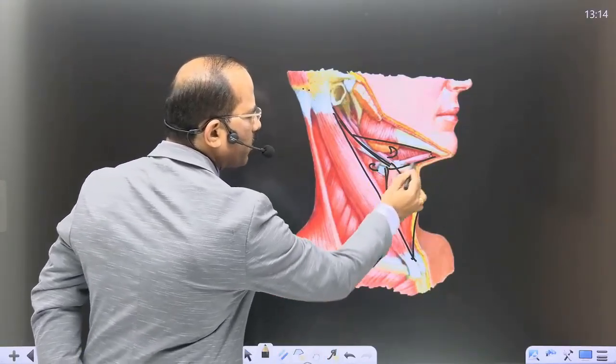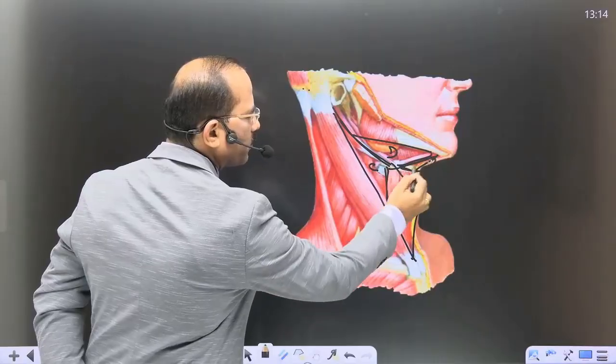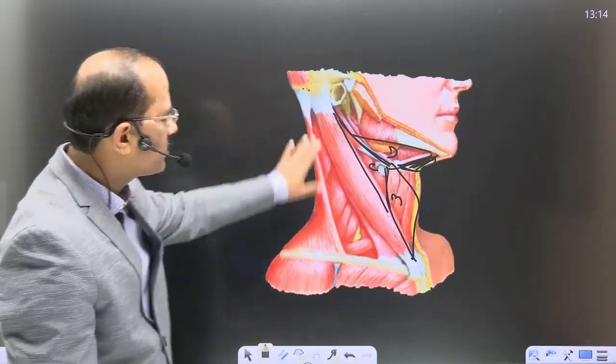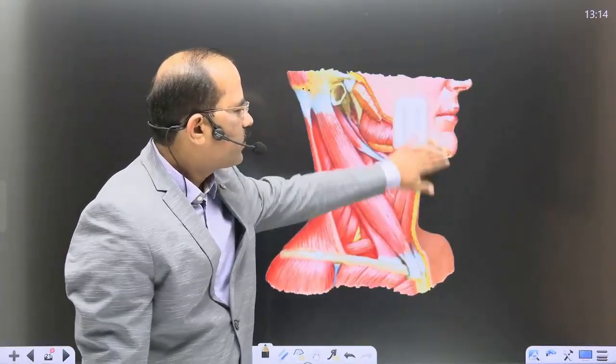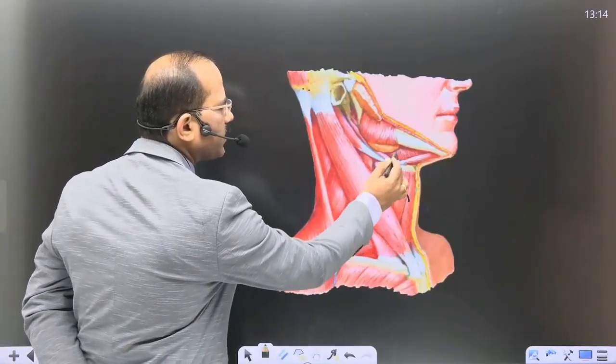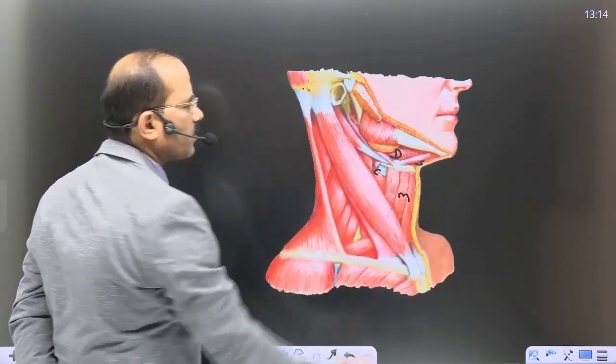And we get a small triangle here. Look at this small triangle here. This is the submental triangle. Students, I hope this is clear. Look at this once again. That's a muscular triangle, that's a carotid, that's a digastric, and that's a submental triangle.